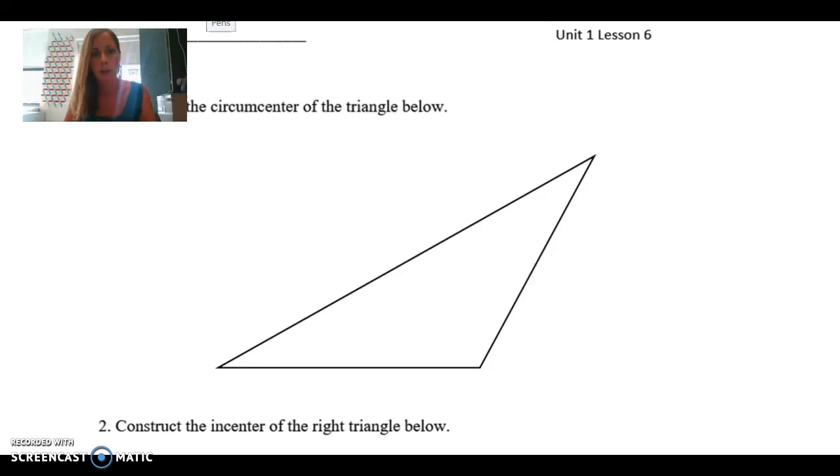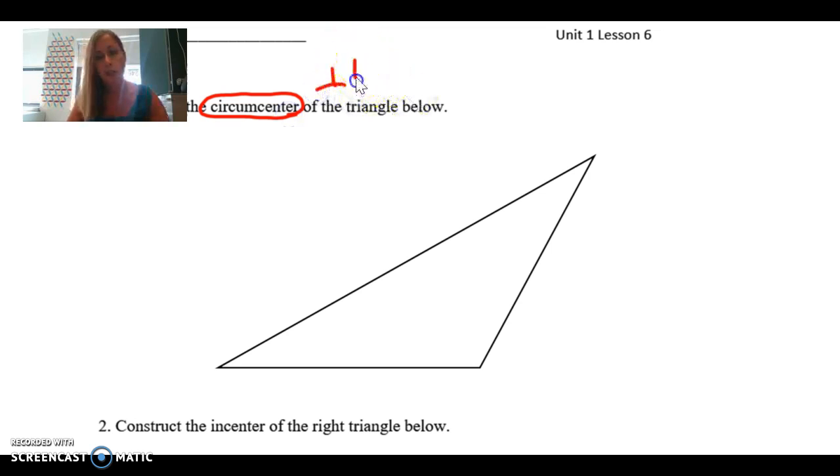All right, here we go with your homework help video for Unit 1, Lesson 6 homework. And the first question says to construct the circumcenter of the triangle below. Now, we need to remember that the circumcenter is formed by constructing perpendicular bisectors.